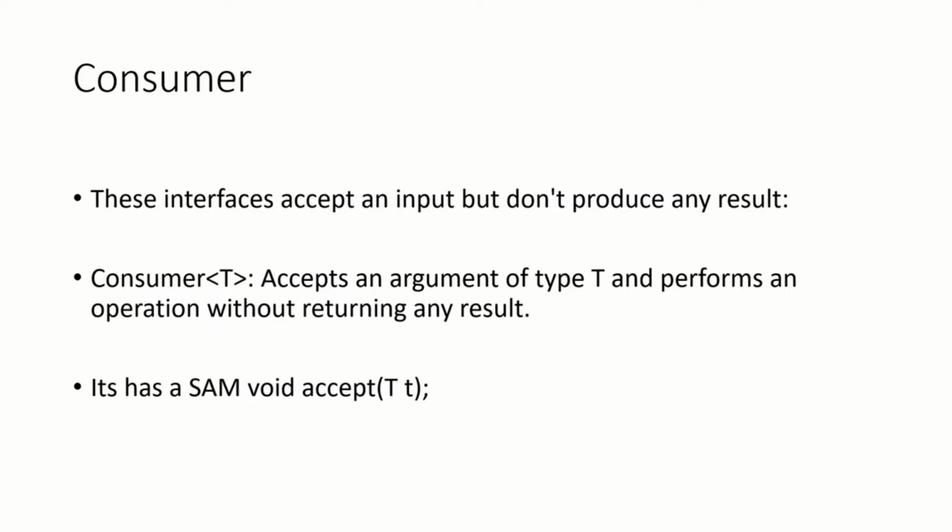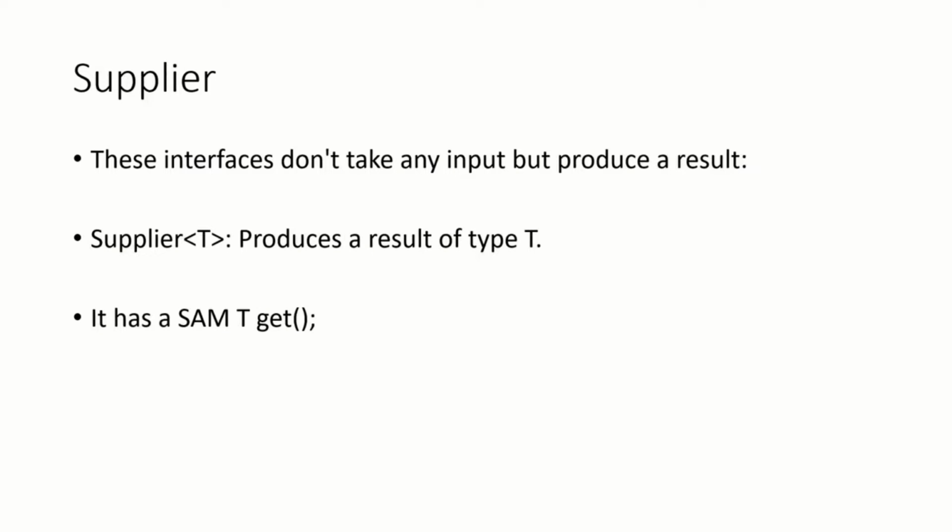Now let me go to the next slide, and the third one is Supplier. This is also a functional interface introduced in Java 8, and it has a single abstract method get and its return type is T. It does not take any input as an argument. These interfaces don't take any input but produce a result. Supplier produces a result of type T. It has a single abstract method get and its return type is T.